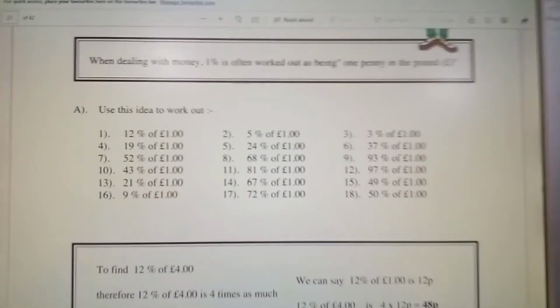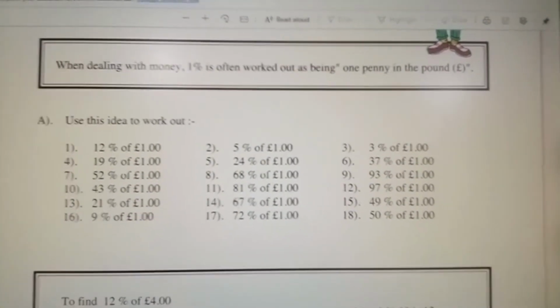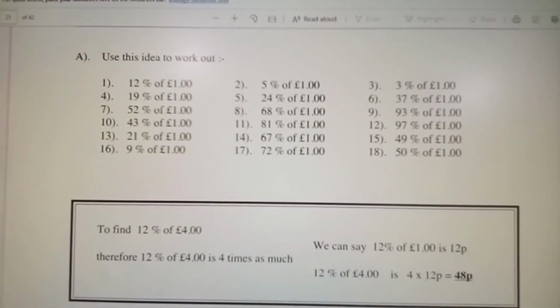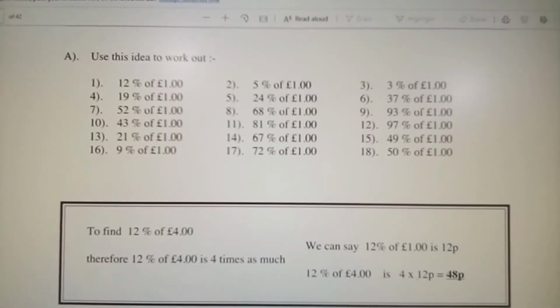And here we have percentages, okay? And look at how they have applied the process of finding a percentage. Apply it, write it out, get used to it, get it done for yourselves, okay?